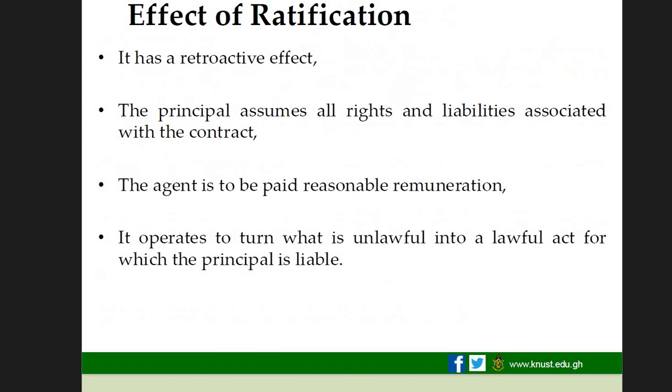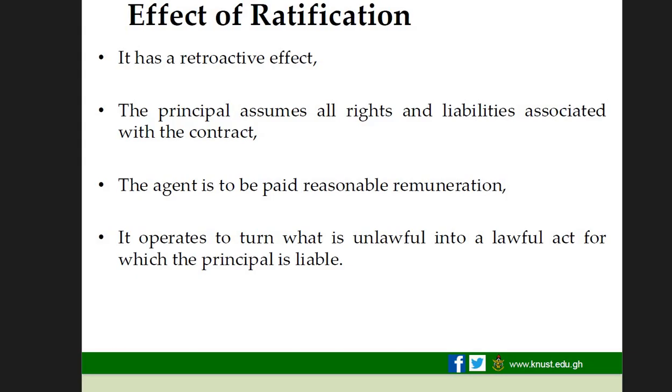Then let's look at the effects of ratification. It has a retroactive effect. The principal assumes all rights and liabilities associated with the contract. The agent is to be paid reasonable remuneration. Once ratified, the act is treated as if the principal had authorized it from the start. I hope you get that.